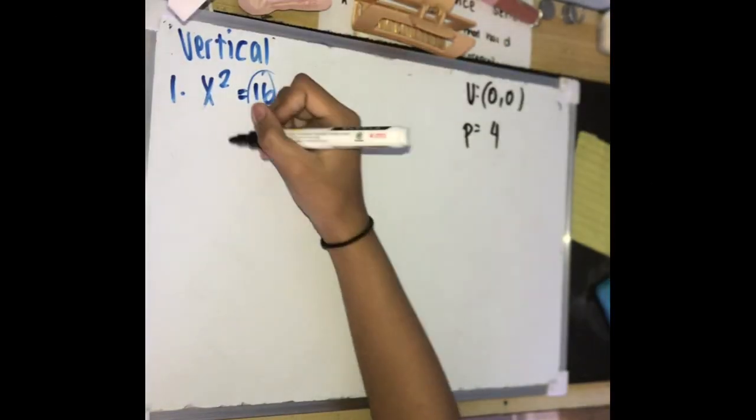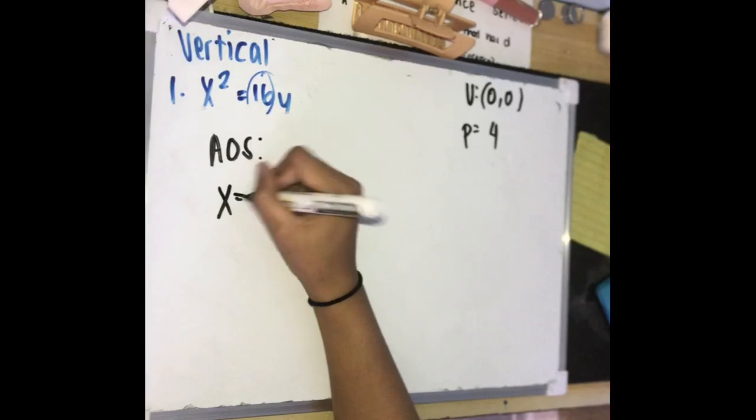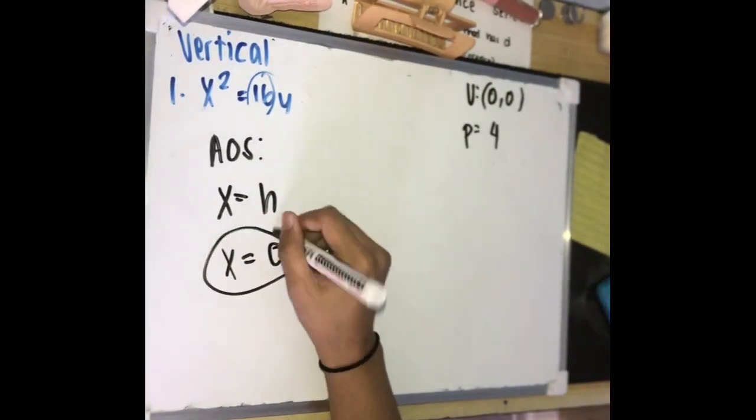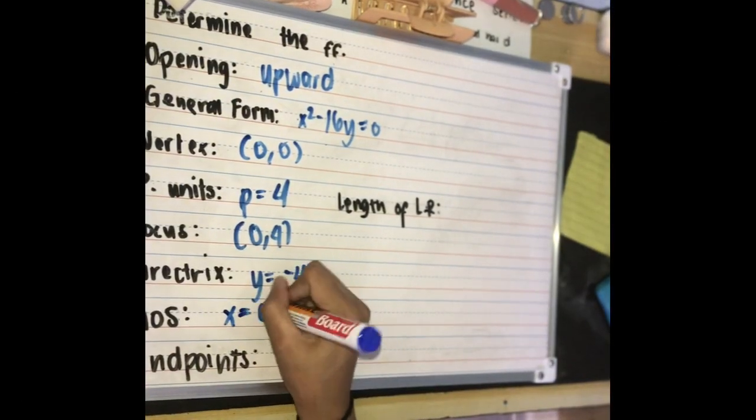So, to find the axis of symmetry, we're going to use the formula x equals h. So, our h would be 0. So, this was the answer for our axis of symmetry. So, our axis of symmetry is x equals 0.